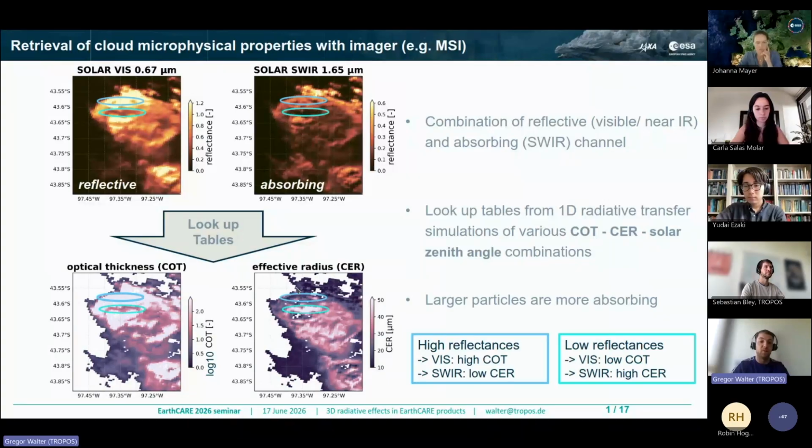And we can see, for example, the impact. So over here, the visible is much brighter. We get higher optical thickness. Here the reflectance is a bit lower, so lower optical thickness, and opposite then for effective radius. Here we see, oh, it's really dark, so we assume more absorbing, larger particles, and therefore a higher effective radius for lower short-wave infrared.